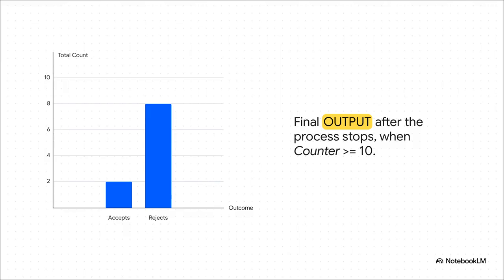Hey, remember that weird piece from the very beginning? The bit that said counter greater than 10, stop? Well, that's basically the off switch. It tells the whole process to stop after it's seen 10 items. And after running those 10 items, here's what we get. This is our final output. 2 accepts and 8 rejects. This bar chart, this is the whole story of our process.